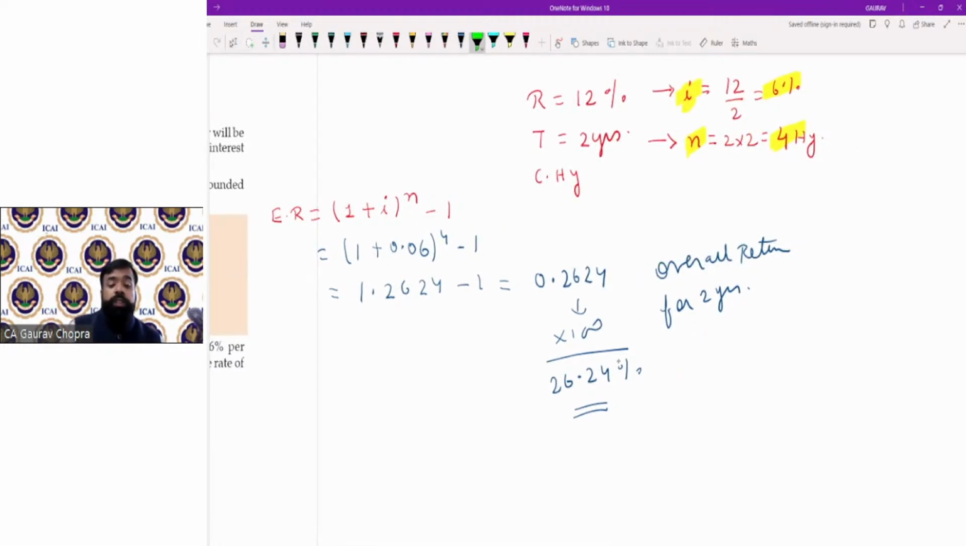So see, if it was simple interest, then 12% for 1 year, for 2 years how much would it be? 12 into 2, it becomes 24%. But because of compounding, we are getting 26.24%. So in compounding, you will always get more return.